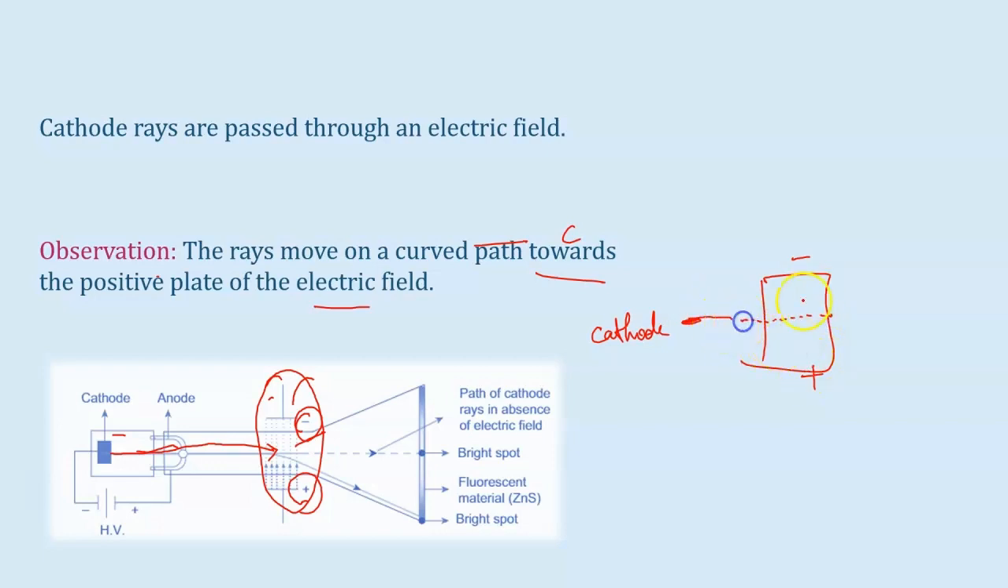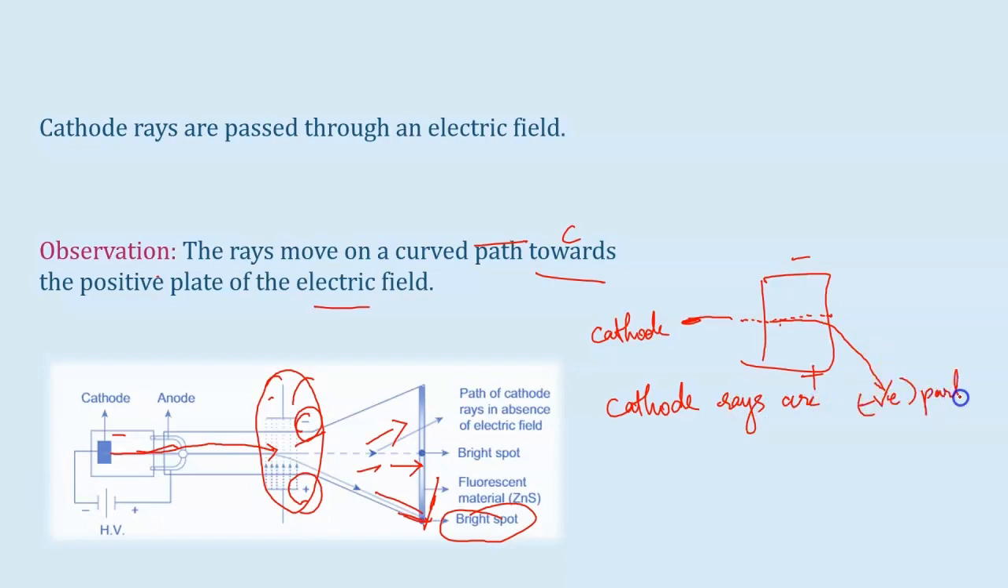As the rays are negatively charged, and opposite charges attract each other, the negative charge is attracted towards the positive side. So you can see that the path is curved towards the positive plate of the electric field. It moves towards the fluorescent screen, where there is a bright spot. So what can we say? We can say that cathode rays are negatively charged particles.